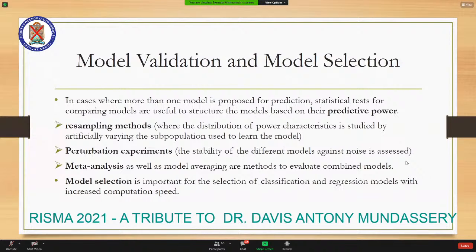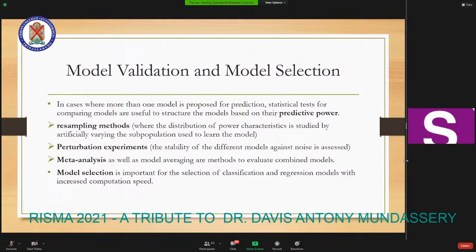Here, in cases where more than one model is proposed for prediction, statistical tests for comparing models are useful to structure the models based on their predictive power. So we can use some statistical tests to compare them. Here the predictive power is typically assessed by means of the highlighted methods. They are the resampling methods, where the distribution of power characteristics is studied by artificially varying the subpopulation used to learn the model. The next one is the perturbation experiments, another possibility to evaluate the stability of different models against noise. The meta-analysis as well as model averaging are the methods to evaluate combined models.